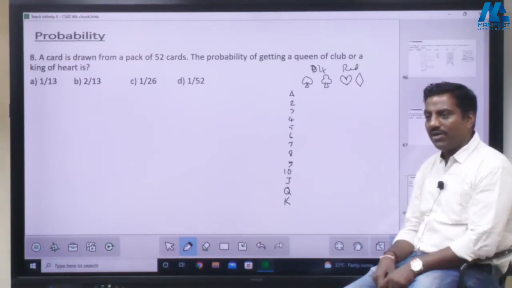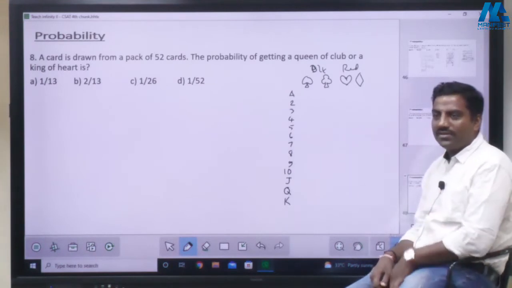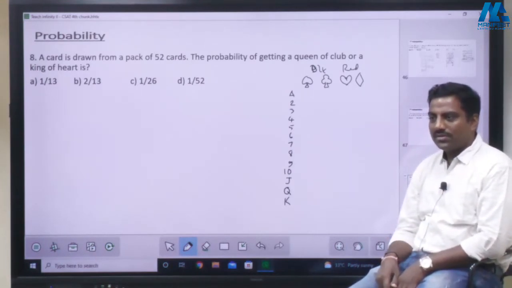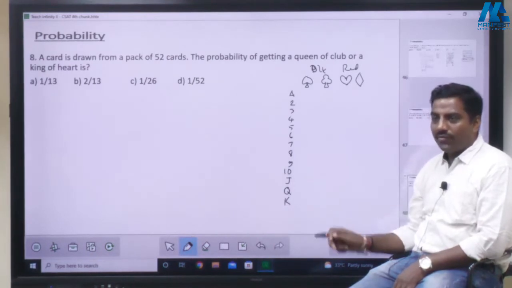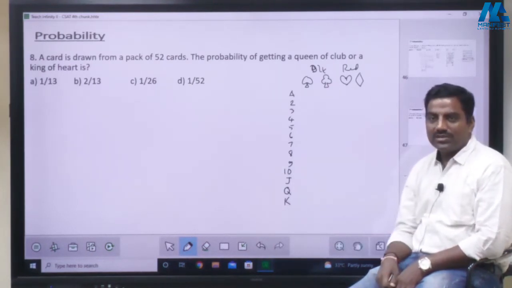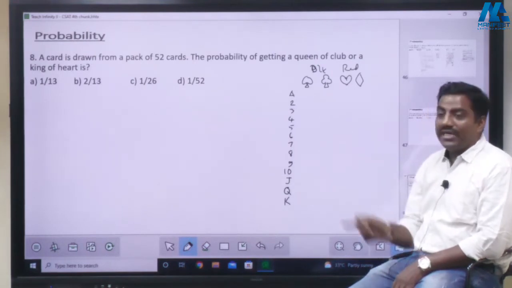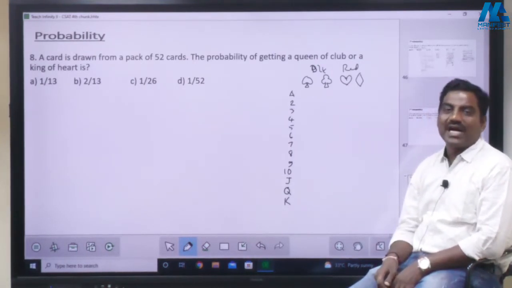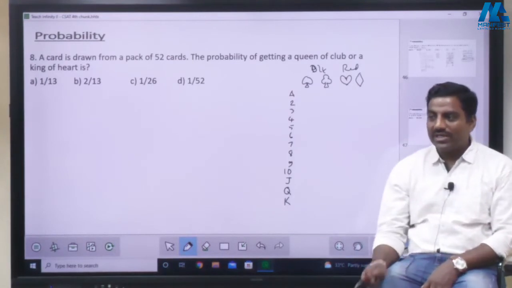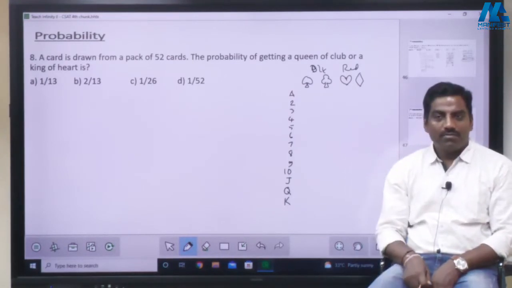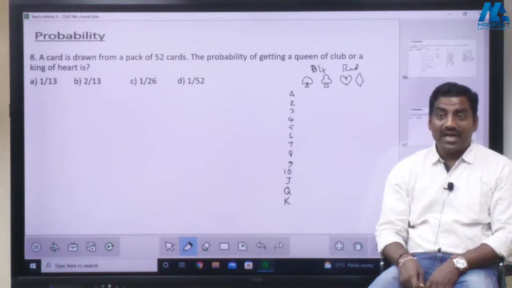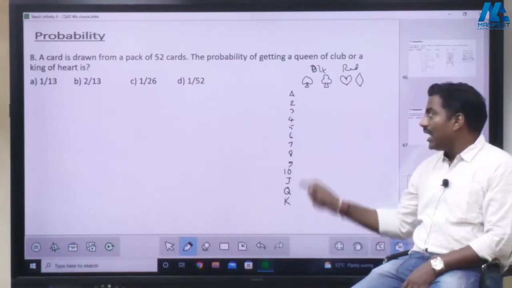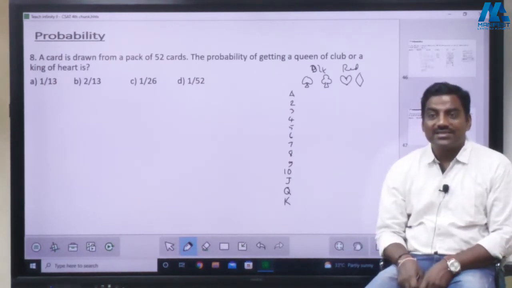How many face cards will be there? Whose face is printed? 12. Jack, Queen, and King, for all of these 4 suits. Yes, 4 into 3. Ace is not a face card. It doesn't have a face. It will be printed with A. But it can be considered as a number also. It can be considered as a high card also. J, Q, K, A are considered as high cards.